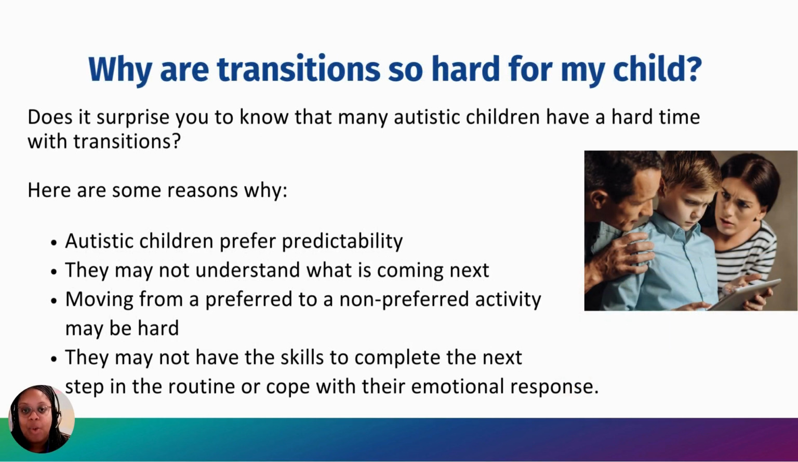Lots of parents ask, why are transitions hard for my child? There are a few reasons why it might be hard. Your child is unique, and you will need to reflect on these possibilities to really know why it is hard for them. Some reasons include: autistic children have a hard time because they prefer predictability, meaning that they like knowing what is happening in their day. Some children might not understand what is happening next. Some might find moving away from their favorite things is hard, and some may just find changing environments, like going from home to school or bath to bed, is difficult.